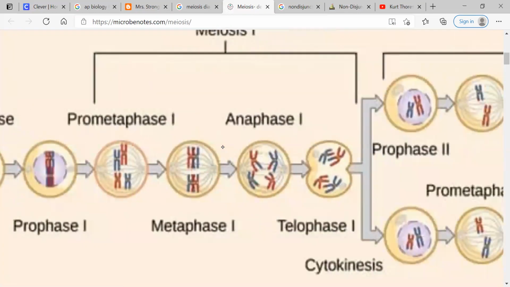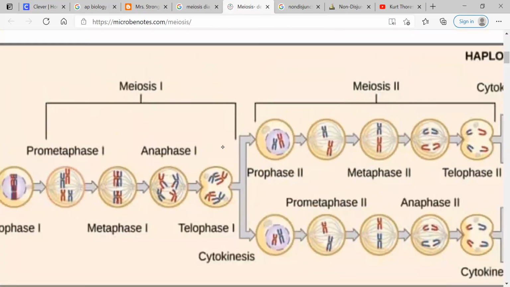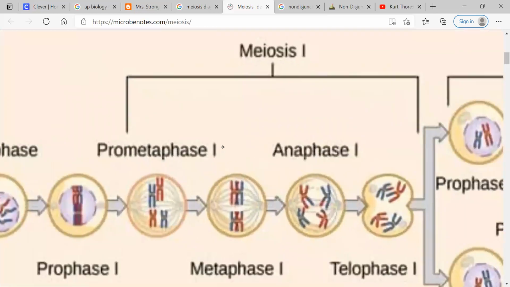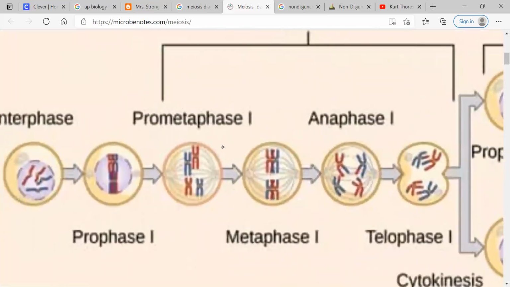But meiosis is different from mitosis, and the first aspect is that it has 2 rounds of division. Mitosis only has 1 round of division. In mitosis, you go from 1 parent cell to 2 daughter cells. In meiosis, you go from 1 to 2, then 2 to 4. The first round is called meiosis 1. I want you to look at prophase 1.